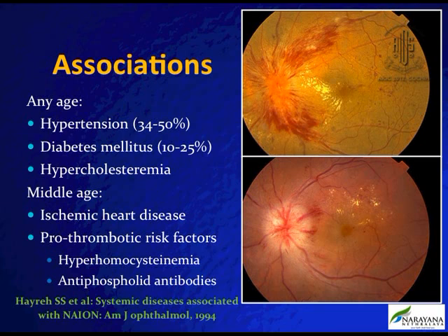But in middle age, specifically rule out any ischemic heart disease and prothrombotic risk factors like homocystinemia or antiphospholipid antibody syndrome.